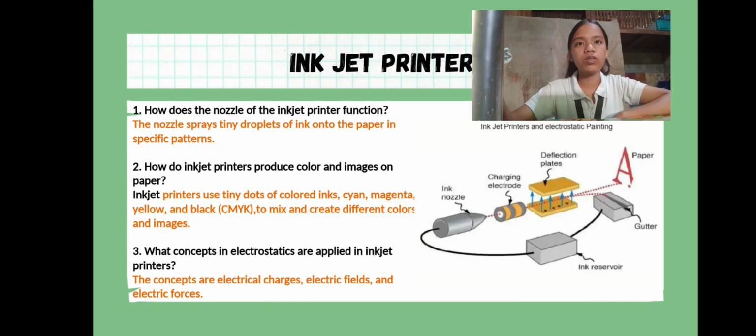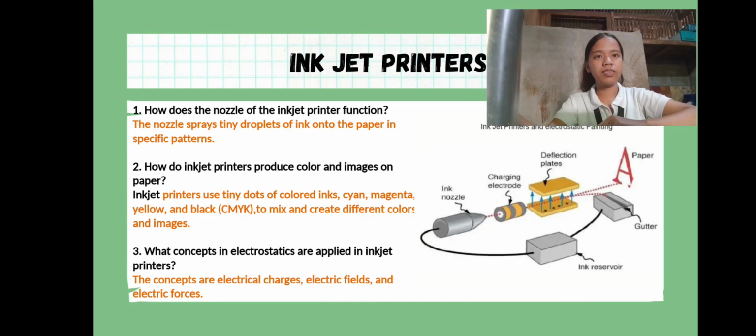So the second question is, how do inkjet printers produce colors and images on paper? So inkjet printers use tiny dots of colored ink, cyan, magenta, yellow, and black, to mix and create different colors and images. Printers combine these four basic colors in different amounts and positions. For example, mixing cyan and yellow creates green, while mixing magenta and yellow makes red. The printer sprays this colored ink in very small amounts, blending the colors. The printer can produce realistic photos and colorful graphics.